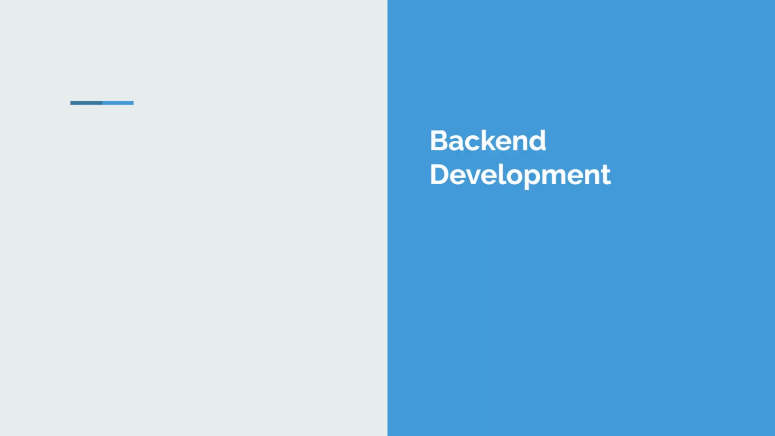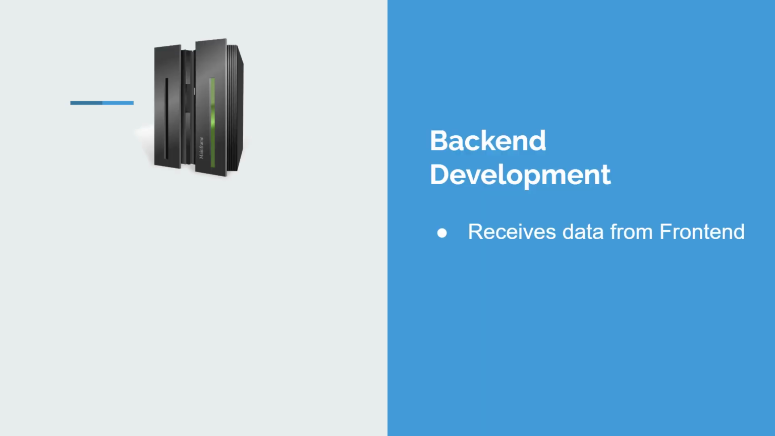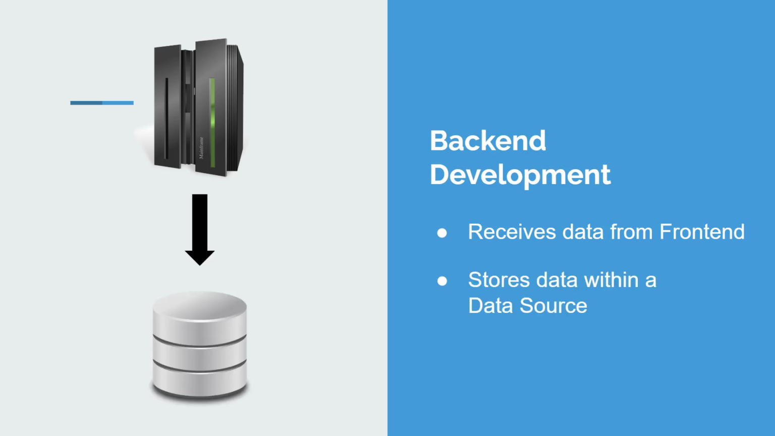The back end of the application, on the other hand, is responsible for receiving the data from the front end and storing this data within a data source such as a database. The backend can also be responsible for defining routes, which send specific files or views to the browser to render based on the URL the user wants to access.